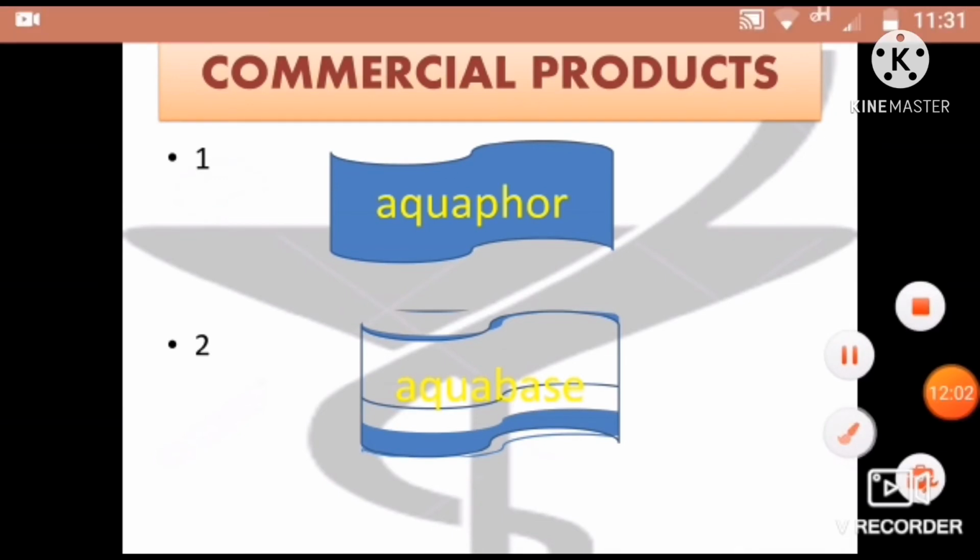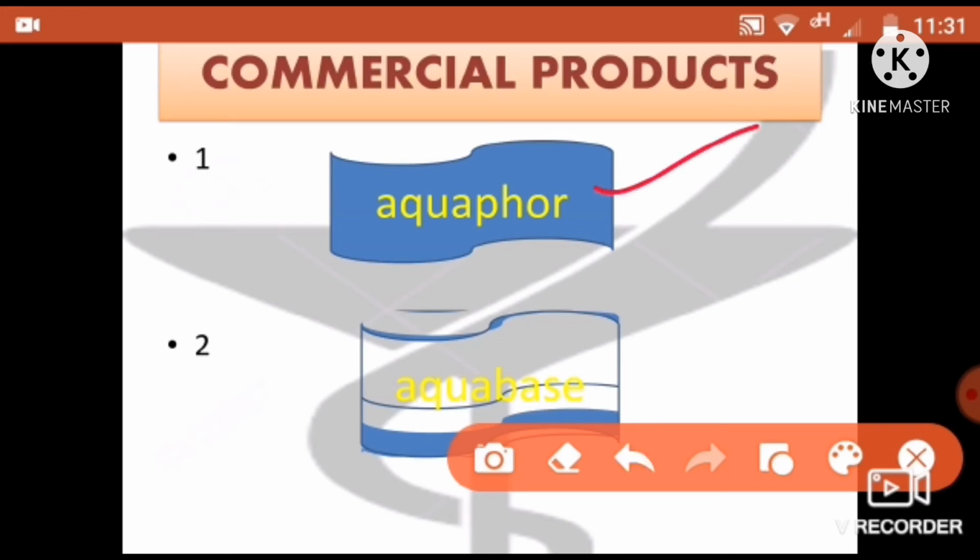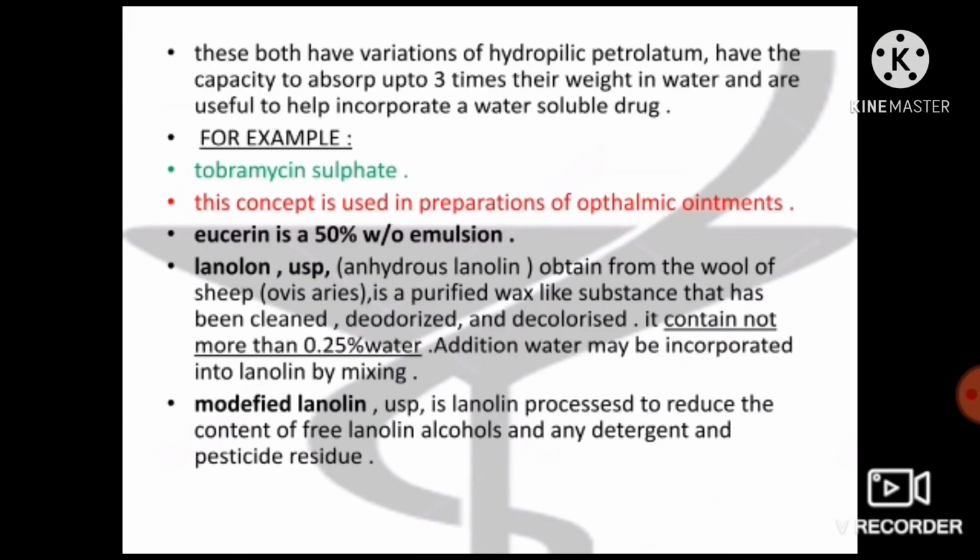Yes, the main important point is commercial products. As we have commercial products in the oleaginous and hydrocarbon bases, similarly we have commercial products in absorption bases. Commercial products are available in the market, available for use, for all types of patients, okay? So these are Aquaphor and Aquabase. What are these bases? As the name indicates, Aquaphor, Aquabase.